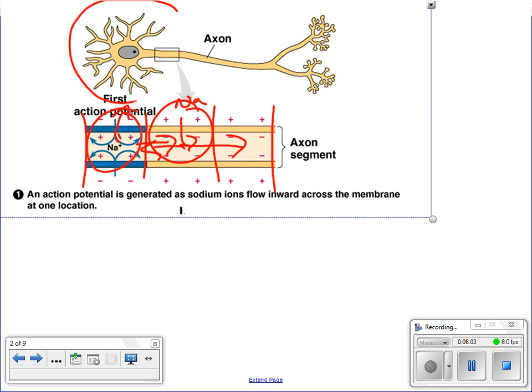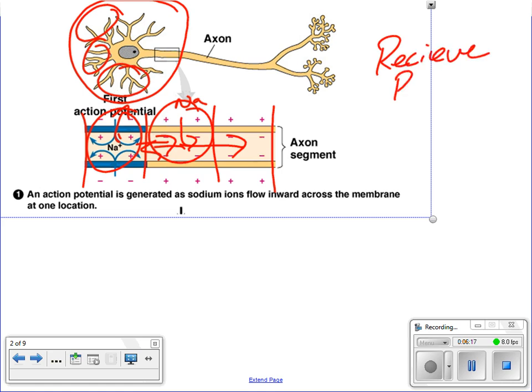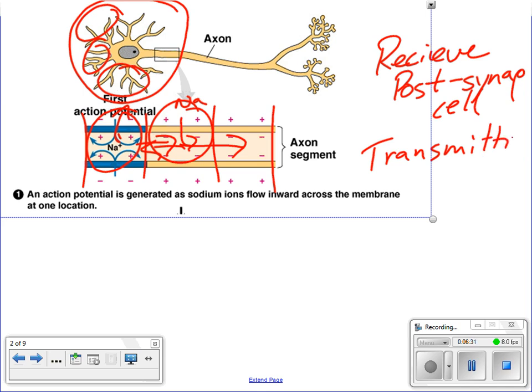You got your cell body with dendrites hanging off the end of it to receive signals. If a neuron is receiving a signal, it's known as the post-synaptic cell or neuron. And if it is transmitting, then it's known as the pre-synaptic cell.